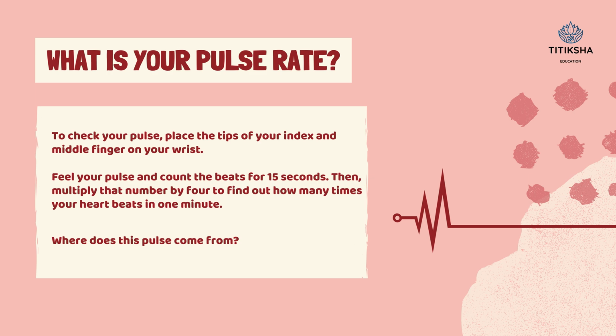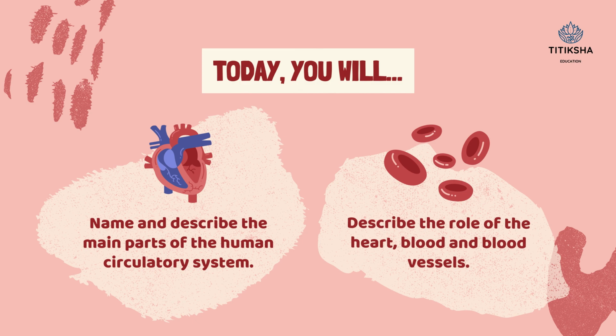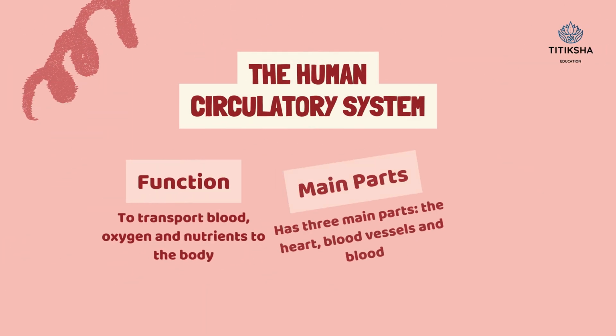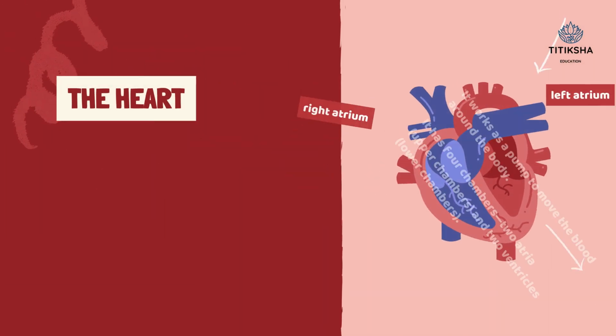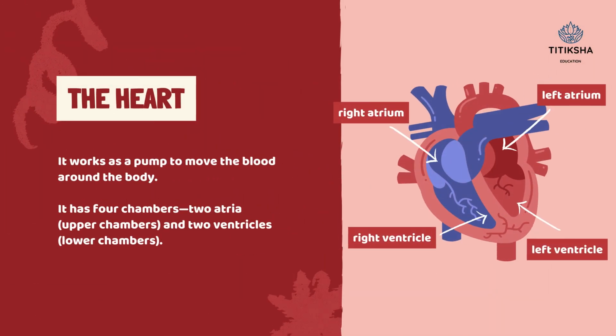Where does this pulse come from? It works as a pump to move the blood around the body. It has 4 chambers, 2 atria, upper chambers, and 2 ventricles, lower chambers.